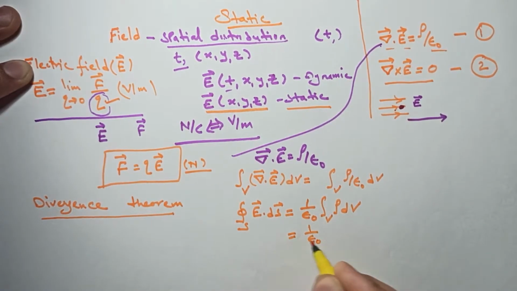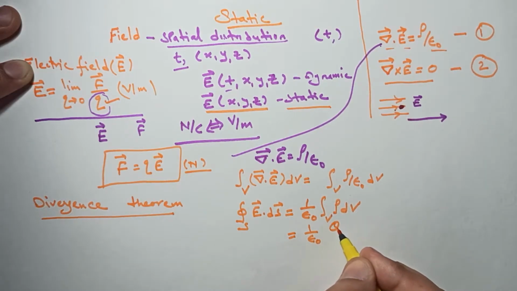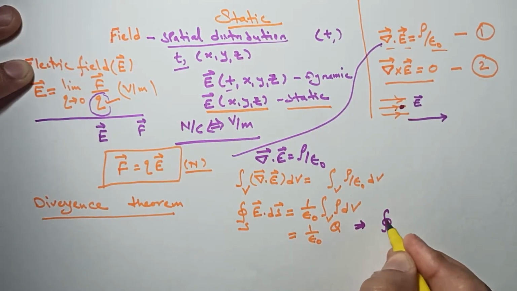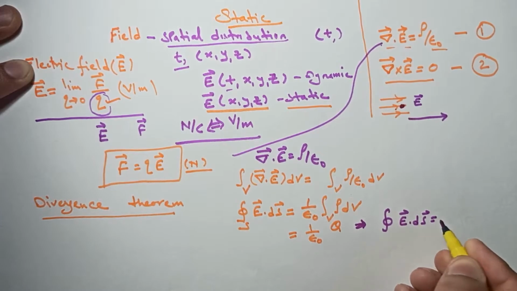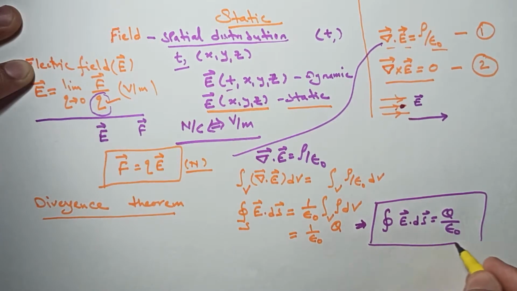So that would be equal to 1 by epsilon naught. What is this volume integral of charge density? That will be equal to the total charge in a volume. So it implies that the surface integral of E dot dS is equal to Q by epsilon naught. So what is this? Is this Gauss law, students? Yes, this is the Gauss law.